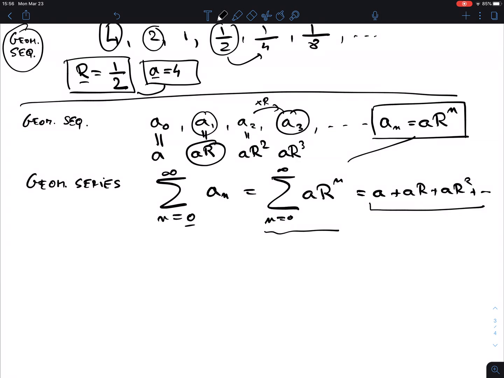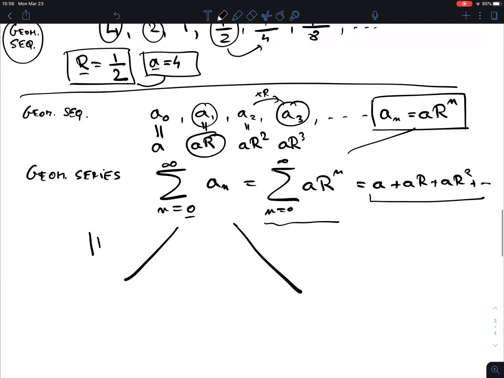Okay, so what is this now? Well, I'm not going to derive this in general, but I'm going to give you the answer right away. If this is a geometric series, there are two possibilities. Either the absolute value of r is less than 1, and then the series is convergent to a divided by 1 minus r. And so this is the case of convergence.